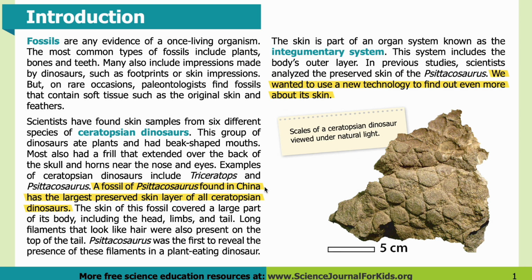A fossil of Psittacosaurus found in China has the largest preserved skin layer of all ceratopsian dinosaurs. The skin of this fossil covered a large part of its body, including the head, limbs, and tail. Long filaments that look like hair were also present on the top of the tail. Psittacosaurus was the first to reveal the presence of these filaments in a plant-eating dinosaur.